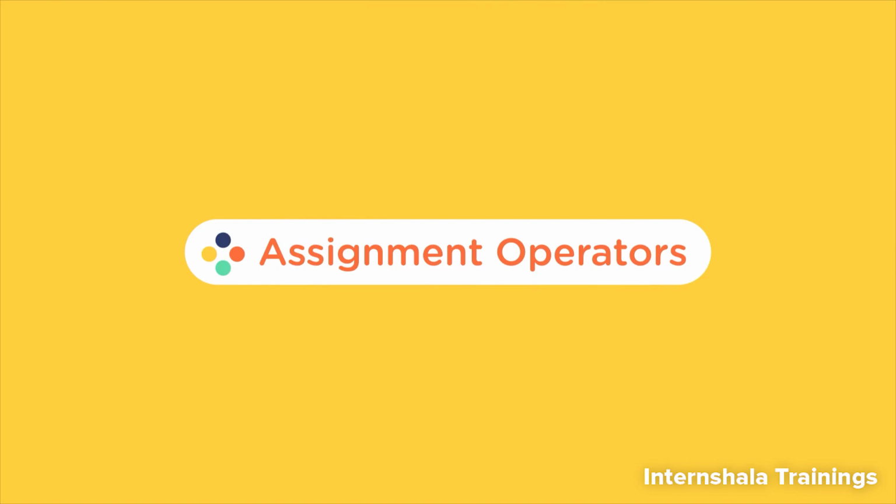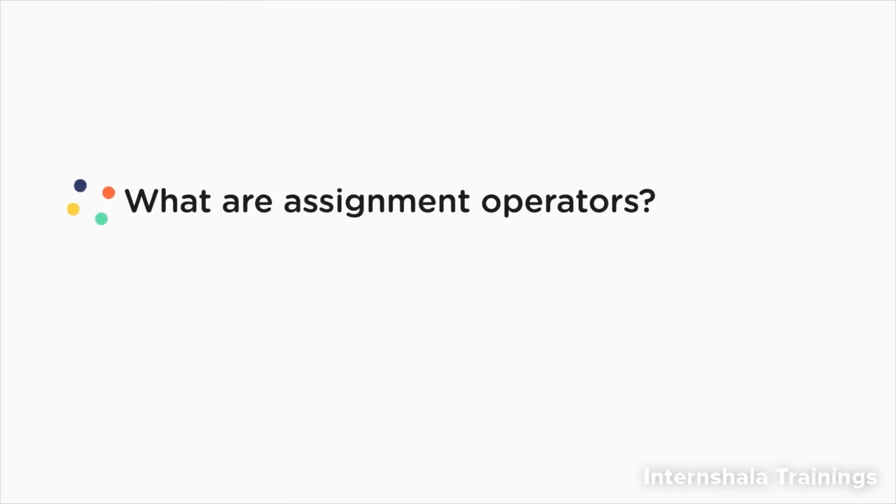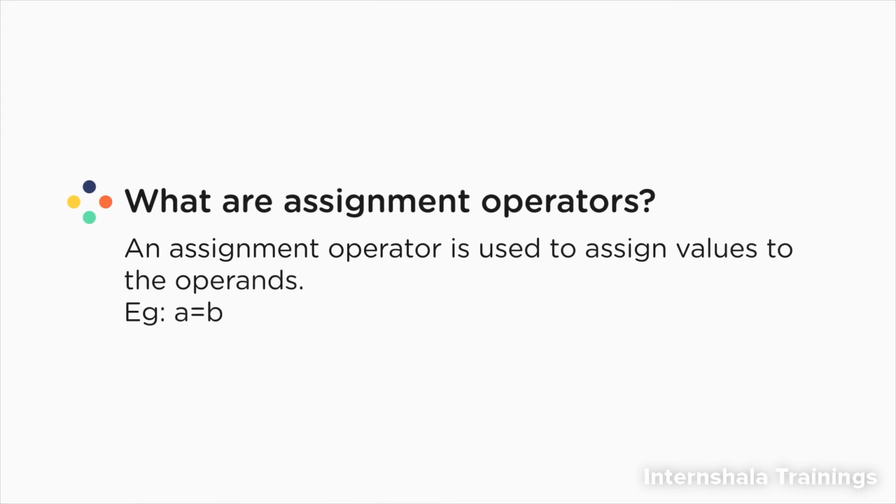Now let's move on to the assignment operators. So, as the name suggests, assignment operators are used to assign values to the operands. Operands is just another name given to the variables on which the operators are working. So in this example, this equal to sign is the operator and these two variables are the operands.